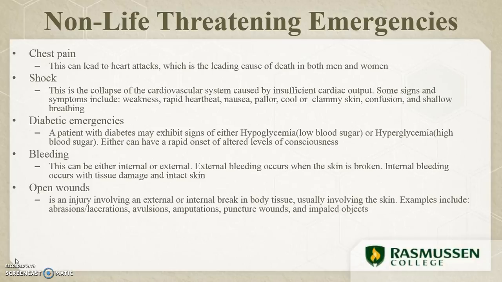Remember that bleeding can be both internal or external. External bleeding occurs when the skin is broken, and this type of bleeding can be easily controlled. You want to apply pressure around the injured part and maintain pressure on the site. If the blood seeps through the first bandage dressing, do not remove it, just apply more on top. Internal bleeding occurs with tissue damage and intact skin. This type is most likely hard to diagnose without being in a medical facility where you could take imaging.